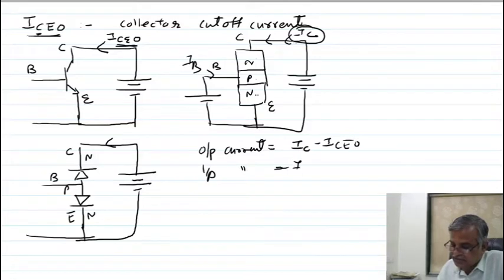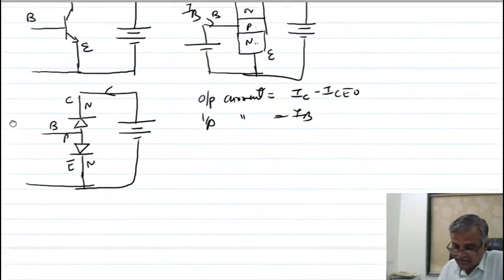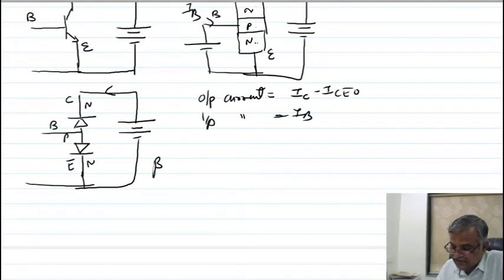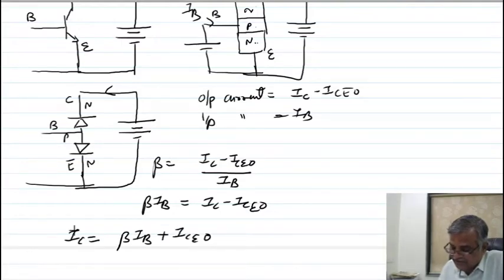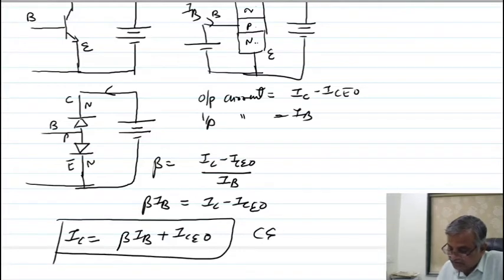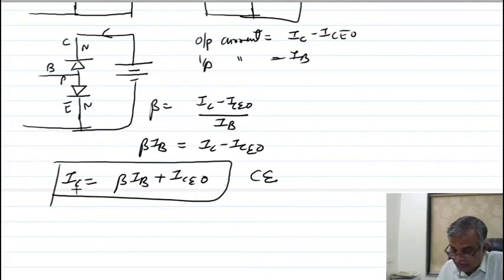Input current is base current. So I should write beta is nothing but IC minus ICO upon IB. So beta IB is equal to IC minus ICO. So remember, the collector current for common emitter is this equation.